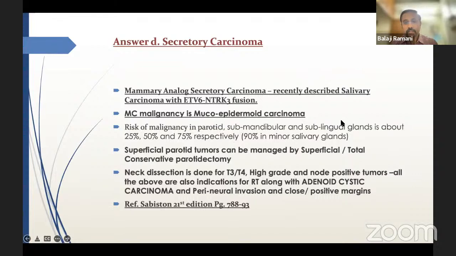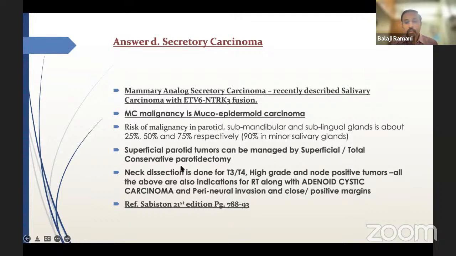Risk of malignancy, we already saw that question. So it is going to be 25, 50, and 75 as far as Sebastian is concerned. But overall, you can remember 15 to 20%, 50%, and 75 to 90% as far as the salivary glands are concerned. And superficial tumors are managed by superficial or total conservative parotidectomy, as the case may be, depending on whether it's benign or malignant.